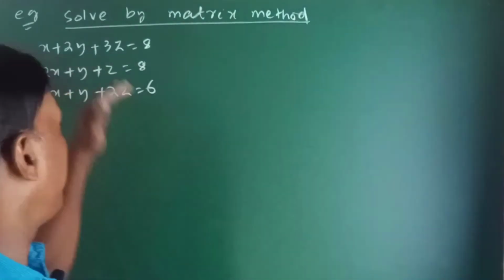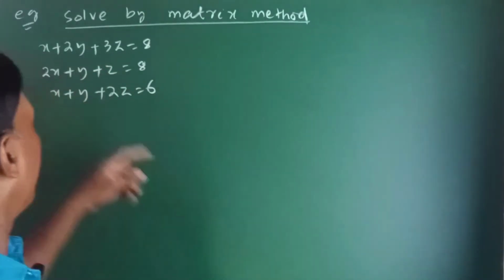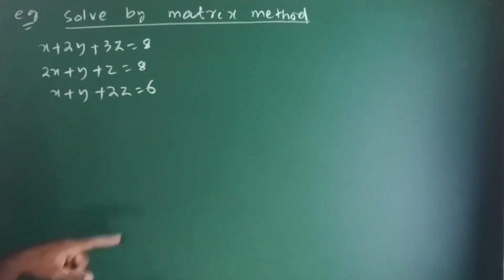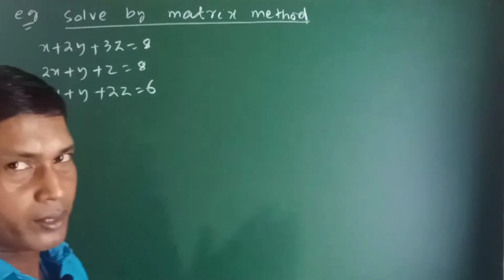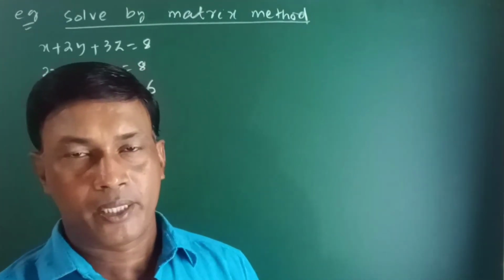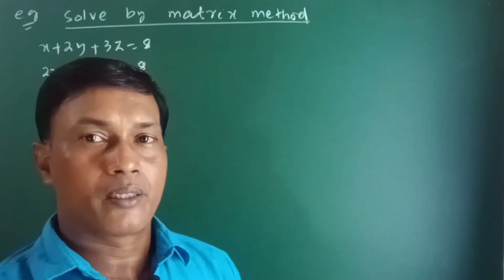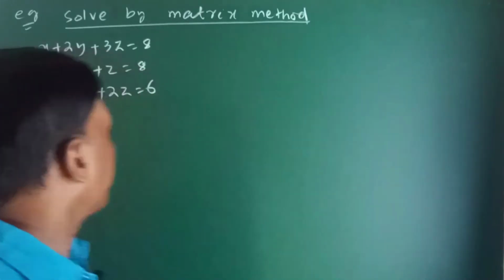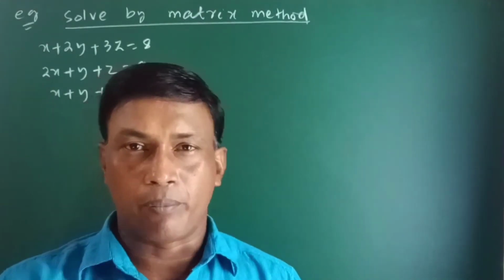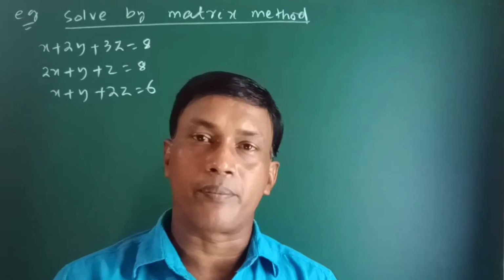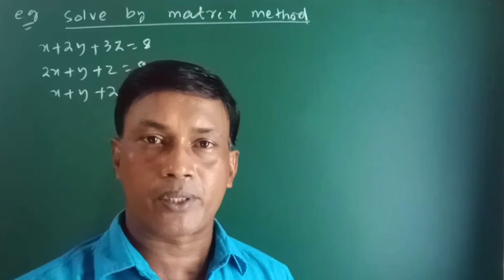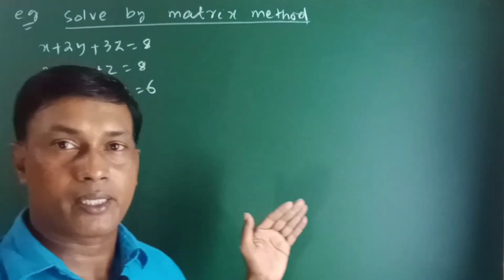equations. Now, the given system of equations is x plus 2y plus 3z is equal to 8, 2x plus y plus z is equal to 8, x plus y plus 2z is equal to 6. And our aim is to solve the system of equations in the matrix method using determinants, using the adjoint. This is one very important question, one must question, a long question in all board exams. So how can we solve this by the matrix inversion method?